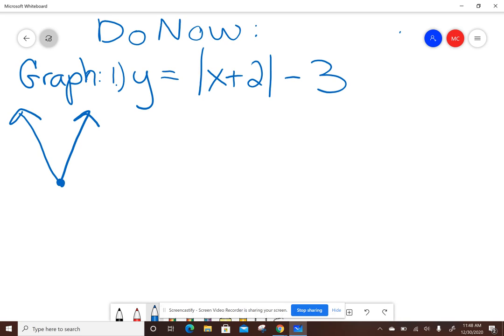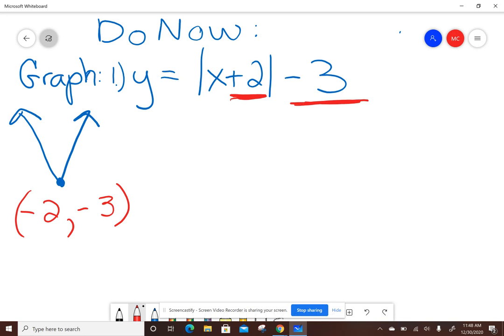And at the bottom of the V is the vertex. And the way we get the vertex is we look at the number inside the absolute value with the x, and we do the opposite. And we look at the number on the outside, and that's your y. So this vertex is -2, -3.